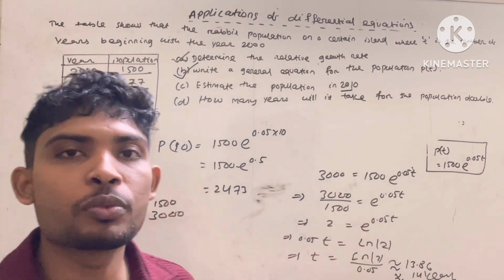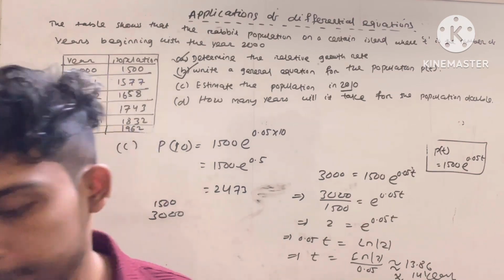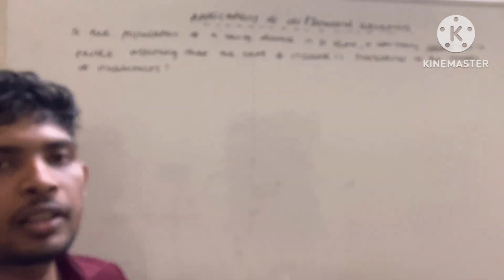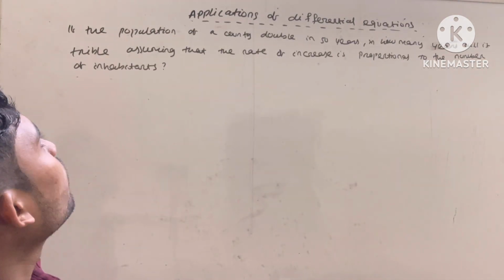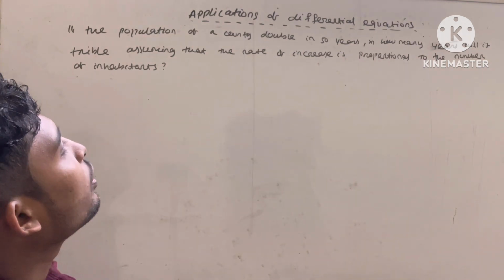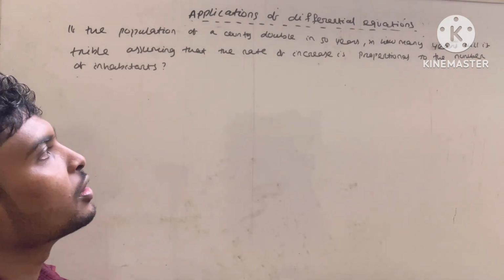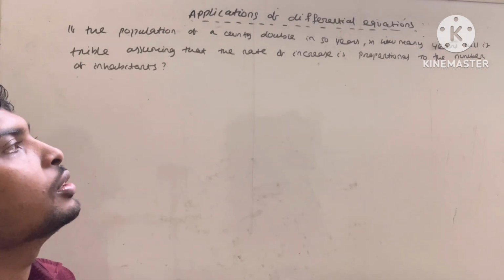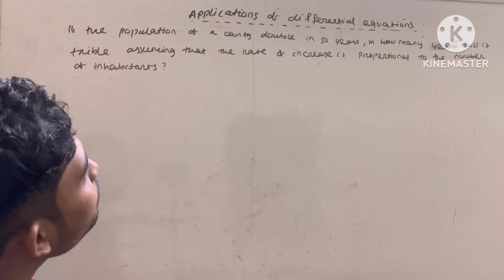Okay, I think you have understood the given problem. So let us see some more problems. Dear students, look at the problem. If the population of a country doubles in 50 years, in how many years will it triple?